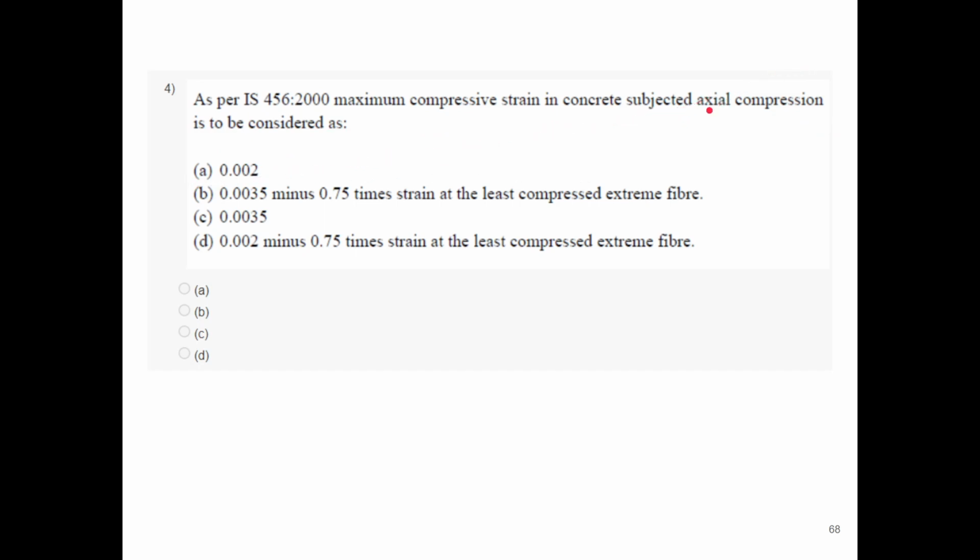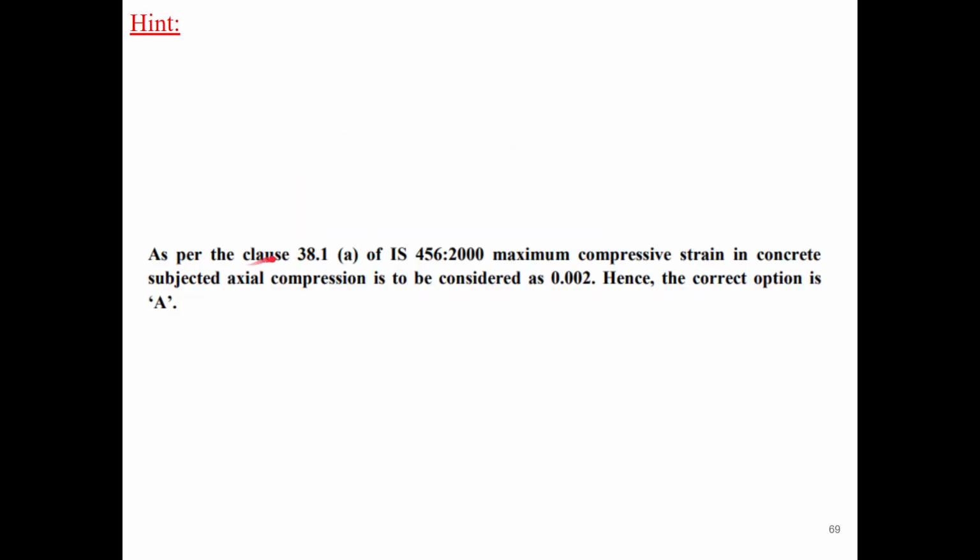But if both axial compression as well as flexure is there, in that case it will be 0.0035 minus 0.75 times strain at the least compressed extreme fiber. Because it is only under axial compression, we take the maximum compressive strain as 0.002. That is as per IS 456 clause 38.1a.